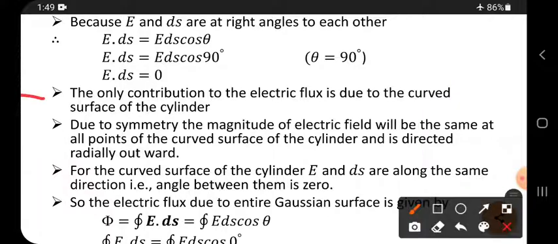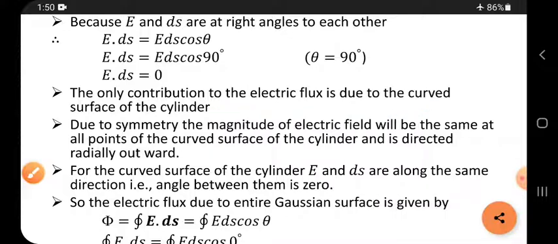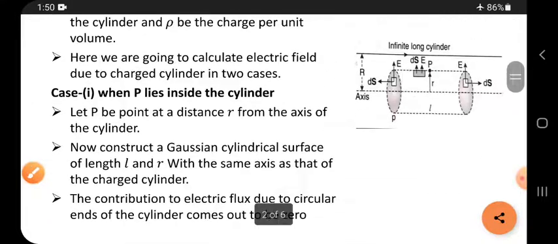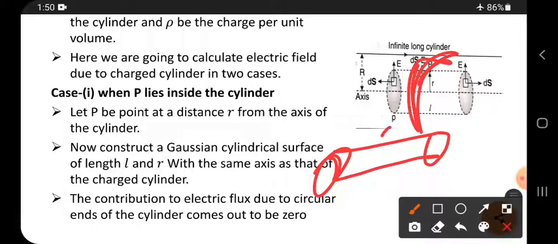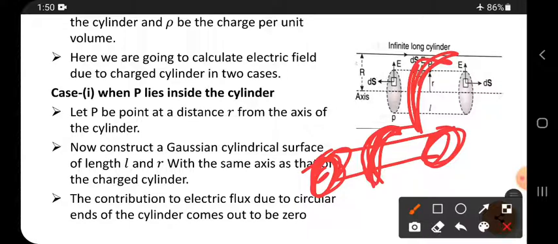Next, the only contribution to the electric flux is due to the curved surface of the cylinder only. If it is a cylinder like this, the electric flux is because of this curved surface only, not these ends. So by these two ends we cannot get any flux.